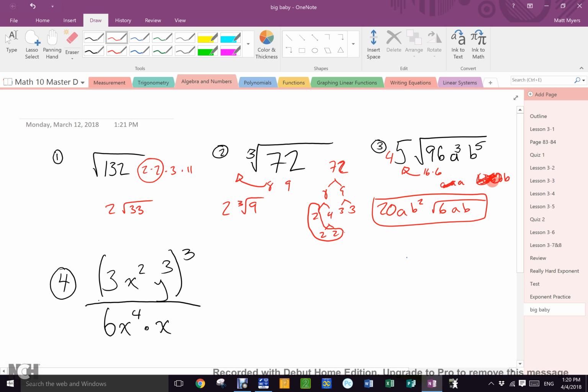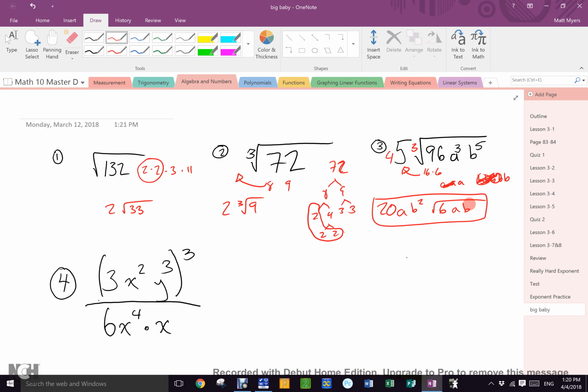Everybody cool? What if this was cubed? What would I pull out? 1A, 1B, but there'd be 2 B's left under there. Everybody with me? Cool. Now number 4.